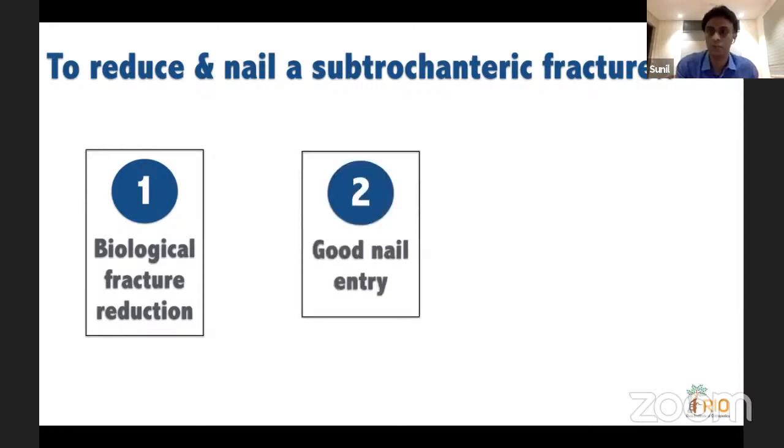Second, you need to have a good nail entry. To have a good nail entry, you need to have a good fracture reduction.